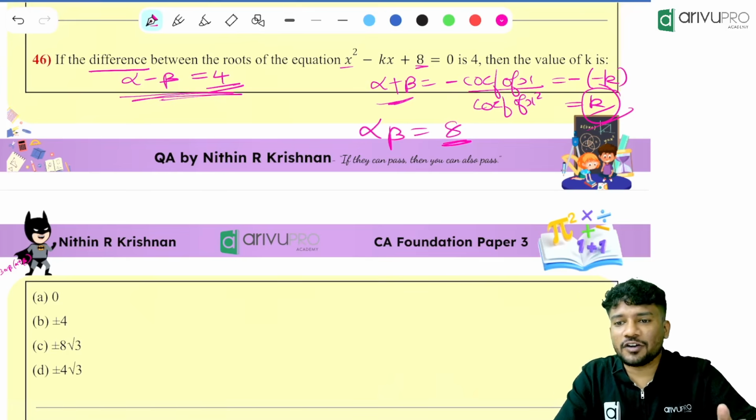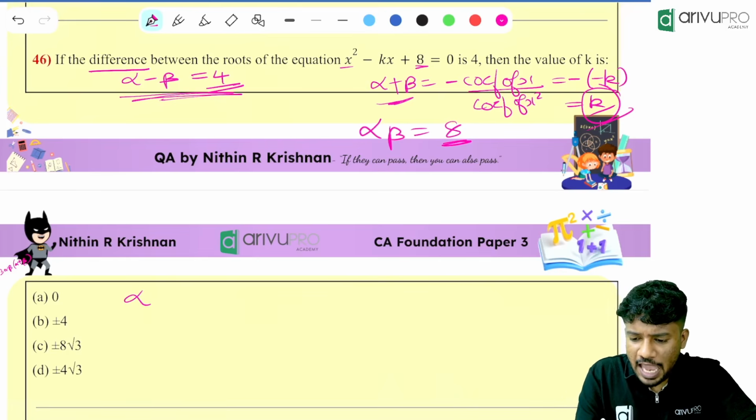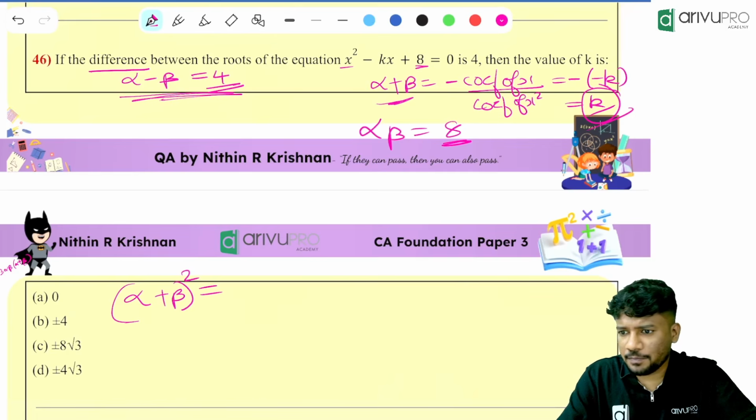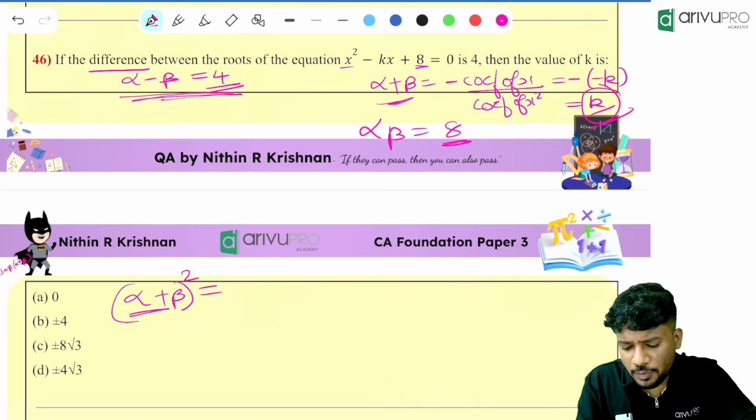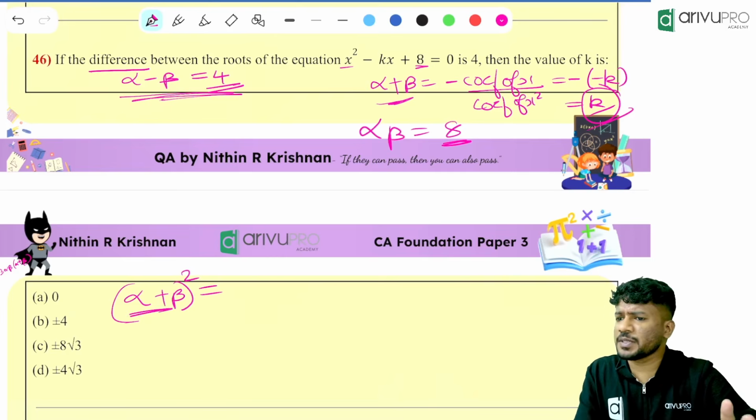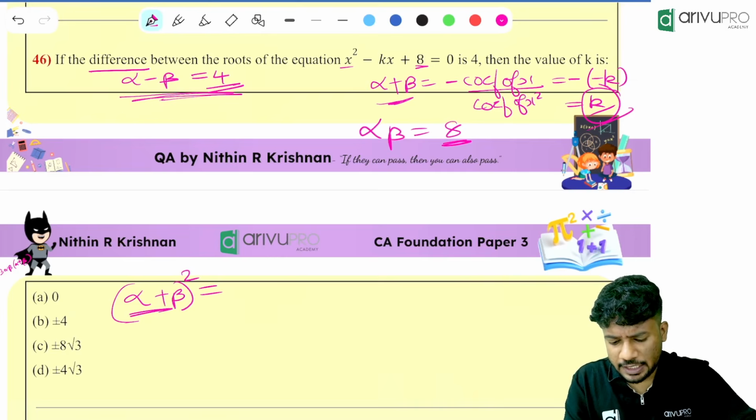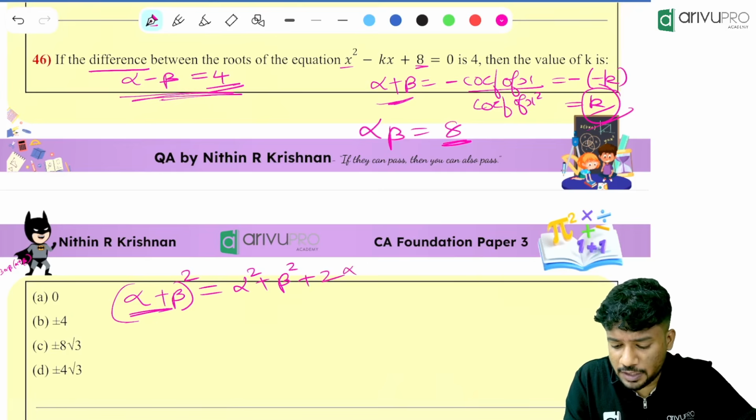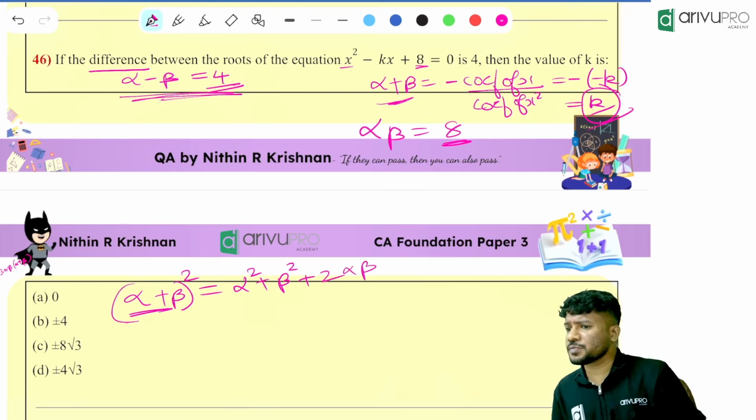Now, how will I write sum of the root in terms of difference of the root? How will I write alpha plus beta the whole square in terms of alpha minus beta? Can anyone tell me? What is the general formula of alpha plus beta the whole square? Alpha square plus beta square plus 2 alpha beta. Correct? That is the formula for a plus b the whole square.